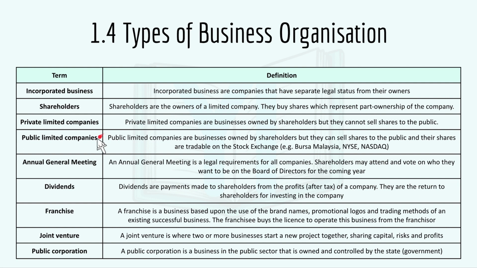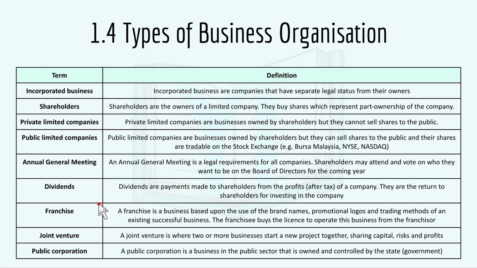And public limited companies, they are businesses owned by shareholders, but they can sell shares to the public, and their shares are tradable on the stock exchange, like Bursa Malaysia, NYSE, or Nasdaq. Annual General Meeting, or AGM, is a legal requirement for all companies, and shareholders may attend and vote on who they want to be on the board of directors for the coming year. Dividends are payments made to the shareholders from the profits after tax of a company. They are returned to the shareholders for investing in the company, like a thank you for investing in the company.